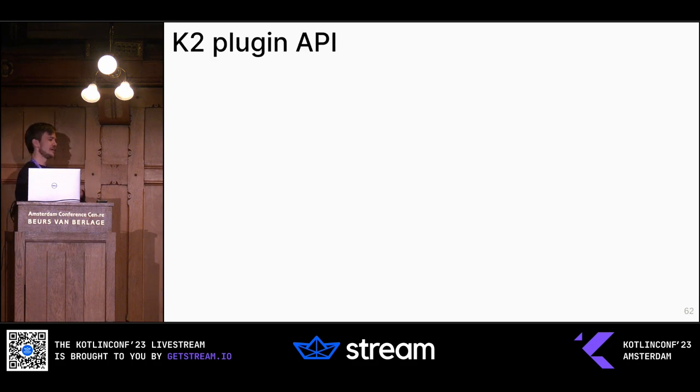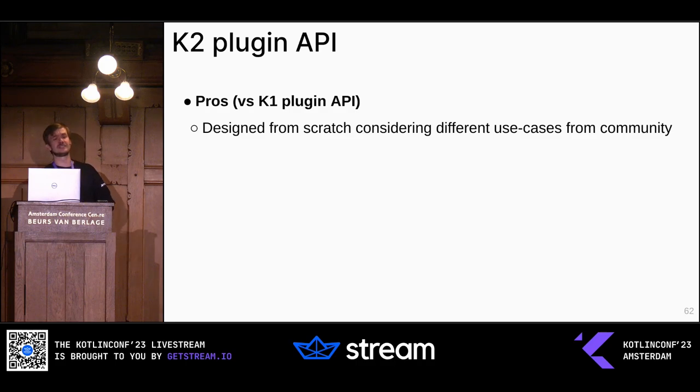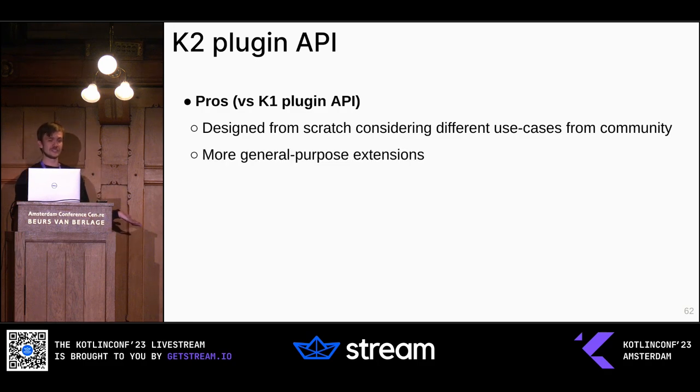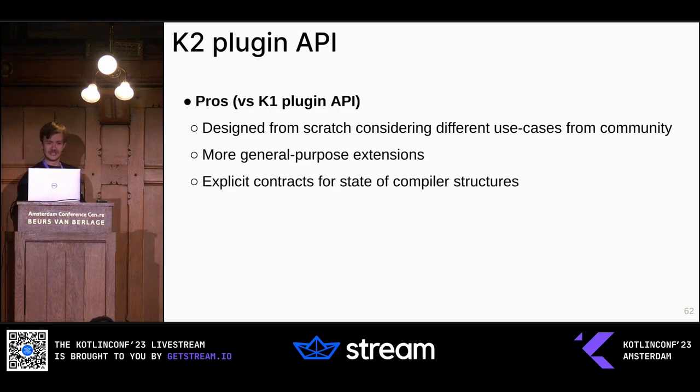Well, what can I tell you about the K2 plugin API in comparison with the old plugin API? First of all, I should say that the old plugin API was designed on a case-by-case basis. So we need something, for example, this all-open mechanics. OK, then let's make some hole in the compiler, provide some extension, and let users do what they want. OK, but this is a bit irregular, and the API itself is also a bit irregular. On the contrary, the K2 plugin API was designed recently. We already knew a lot of use cases. We could design it from scratch, and that's why the extensions we have designed are more general purpose, and it's important.